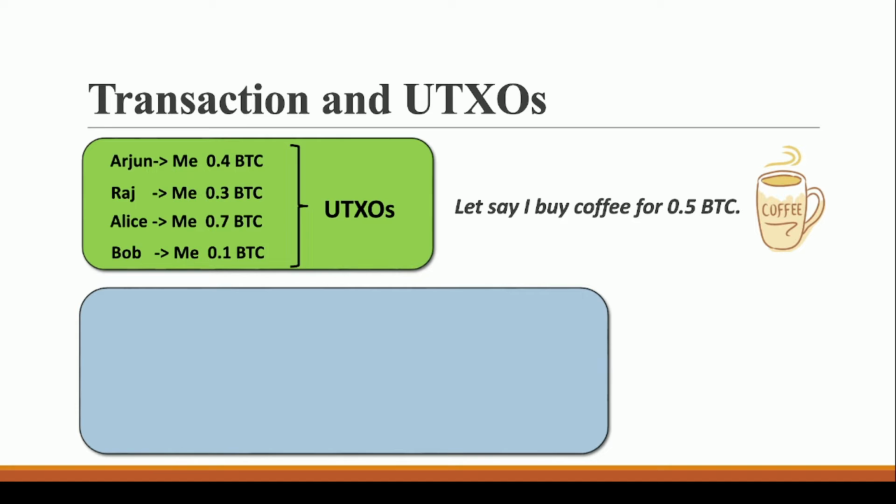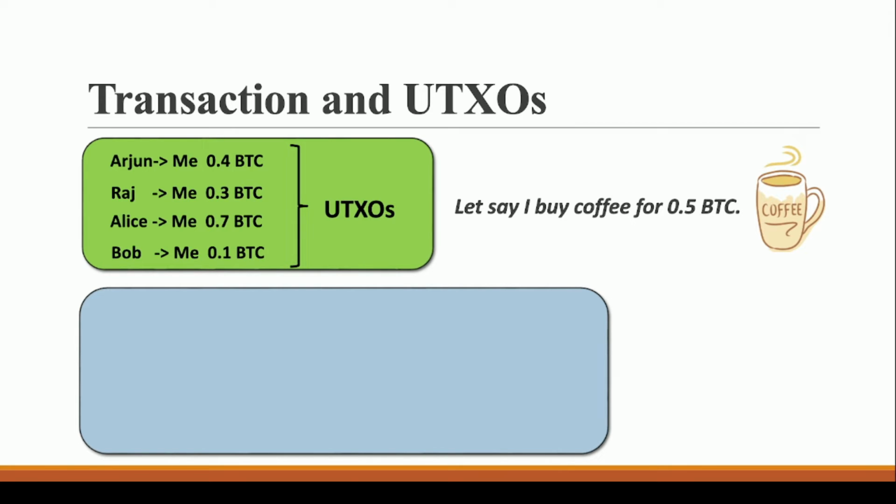If we talk about a normal bank transaction, how will it work? Let's say I have to buy this for 0.5 rupees. In the bank statement, you will see some total amount, that is 0.4 plus 0.3 plus 0.7 plus 0.1. You might have seen this in your bank statement, the total bank account balance, and from that total balance some amount gets deducted. This is how a normal bank transaction looks. But in the case of Bitcoin, this is not how it works.